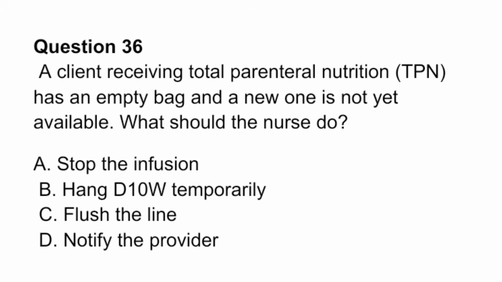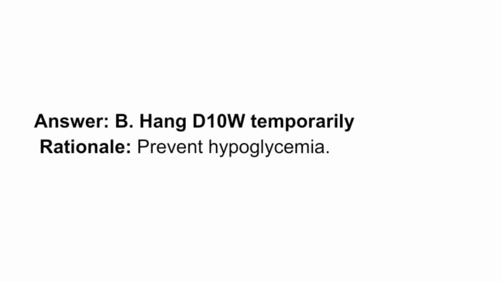Question 36. A client receiving total parenteral nutrition, TPN, has an empty bag and a new one is not yet available. What should the nurse do? A. Stop the infusion. B. Hang D10W temporarily. C. Flush the line. D. Notify the provider. Answer: B. Hang D10W temporarily. Rationale: prevent hypoglycemia.